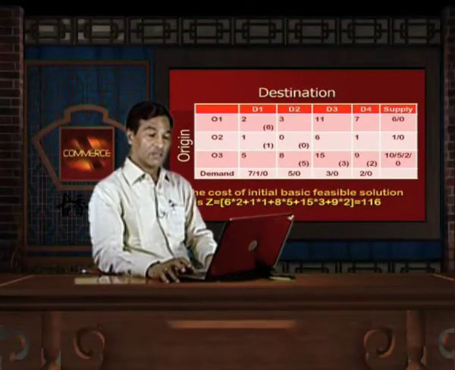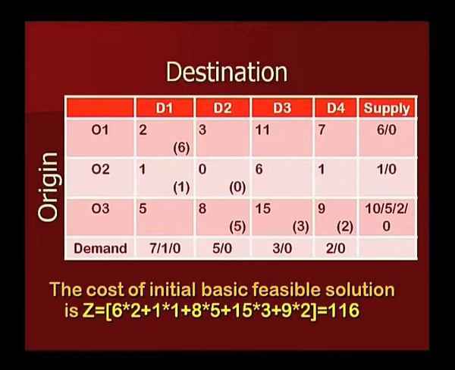Example: the table represents the transportation table in which O1, O2, O3 are 3 origins and D1, D2, D3, D4 are 4 destinations. The demand is 7 at the first destination, 5 at the second, 3 at the third, and 2 at the fourth, and the supply is 6 at the first origin, 1 at the second origin and 10 at the third origin. We allocate the maximum value in the first cell as 6.